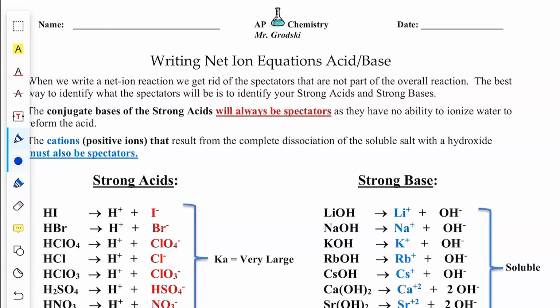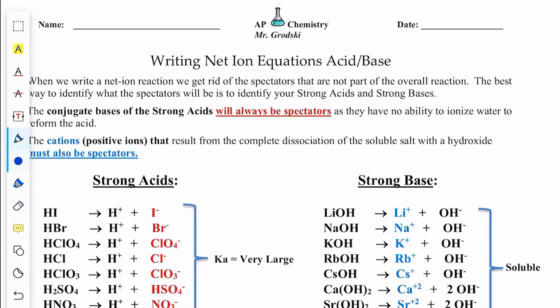So let's write some net ion equations for acids and bases. Many students have trouble writing acid-base net ion equations, really because they just don't know what chemicals completely dissociate, and those would be your strong acids and strong bases. They also don't know what chemicals can ionize water, which really means when they react with water or components of water, will they actually reform the acid and base?